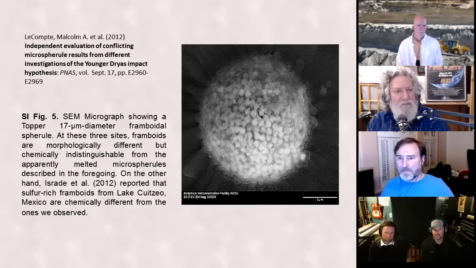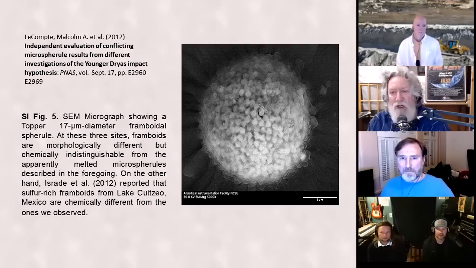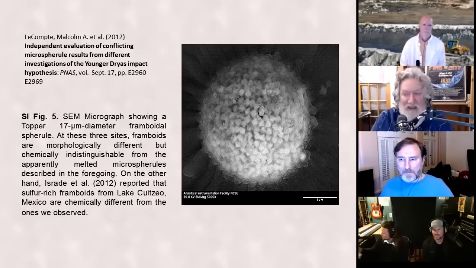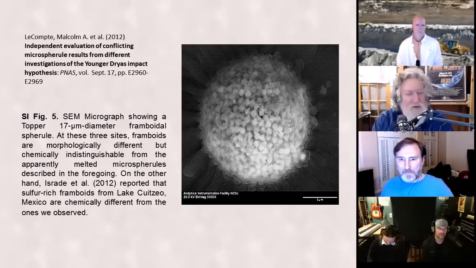Yeah. Now this is a framboidal spherule. They are chemically indistinguishable from apparently melted microspherules, but on the other hand, the Alcantara team reported that sulfur-rich framboids from Lake Cuitzeo, Mexico, are chemically different. So these are some of the things that we see here. We won't get back into this, we've already covered it. I just wanted people to see pictures of what some of these microspherules actually look like under a microscope.